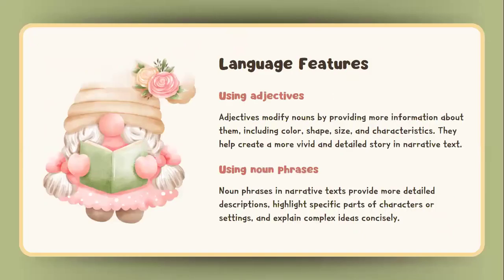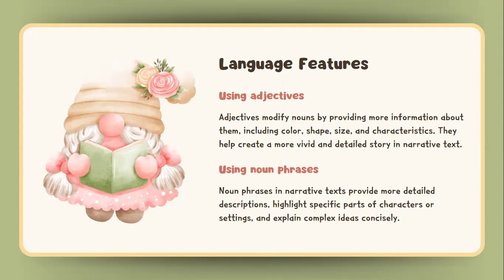The next is using adjectives. Adjectives modify nouns by providing more information about them, like color, such as black, white, blue, pink, orange, and so on. Shape, such as rectangle, circle, cone, and so on. Size, big, small, short, tall. And characteristics of human beings: kind, selfish, cheerful, and so on. They help create a more vivid and detailed story in a narrative text. I do agree with that.